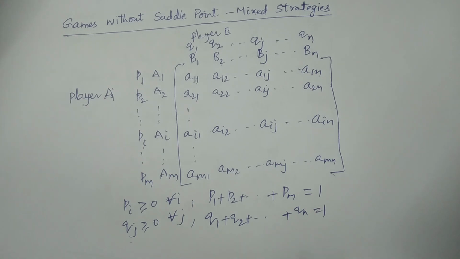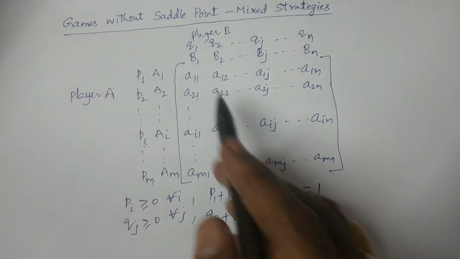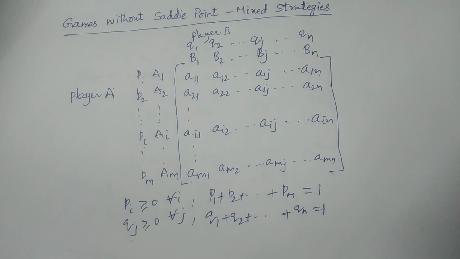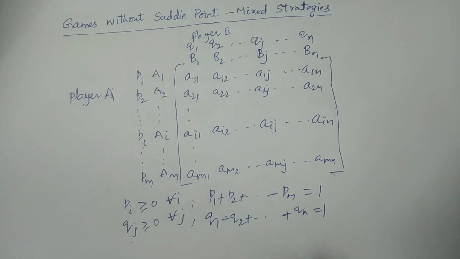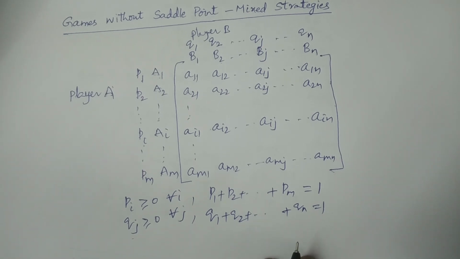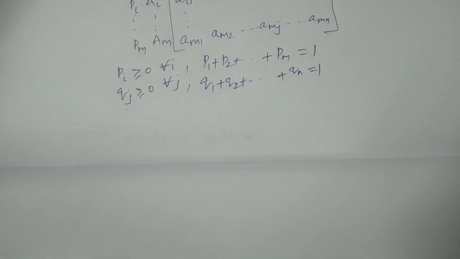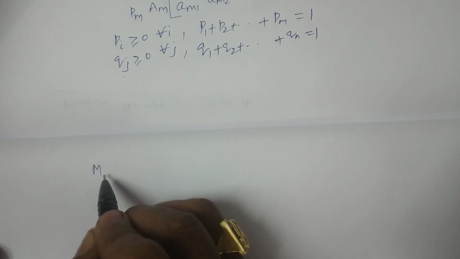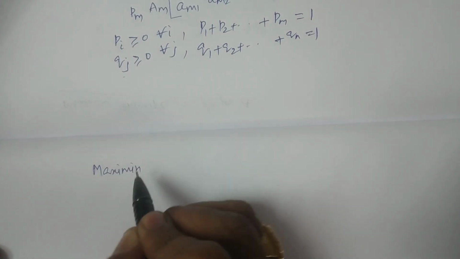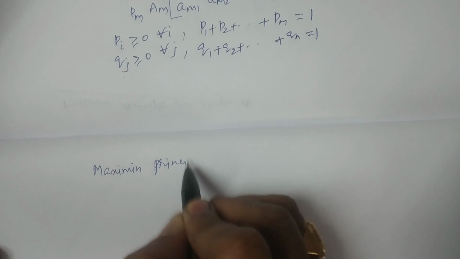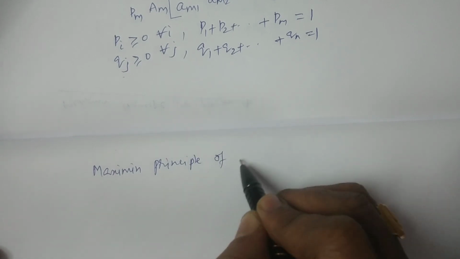So the combination of these probabilities with the pure strategies, pure moves, that is A1, A2, AM, B1, B2, Bn, gives you the value of the game, etc. Right. So now a study is required on the maximin principle and minimax principle. For example, now I consider the maximin principle of player A. This is for player A.